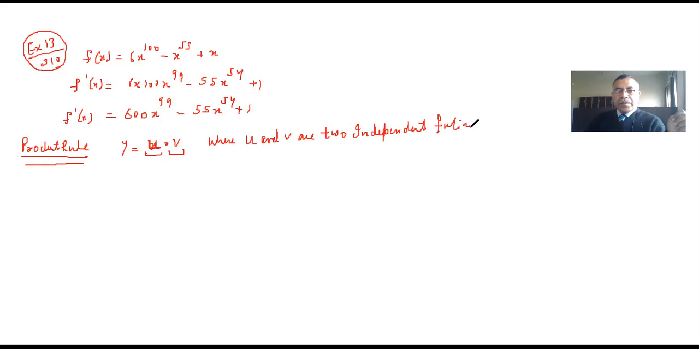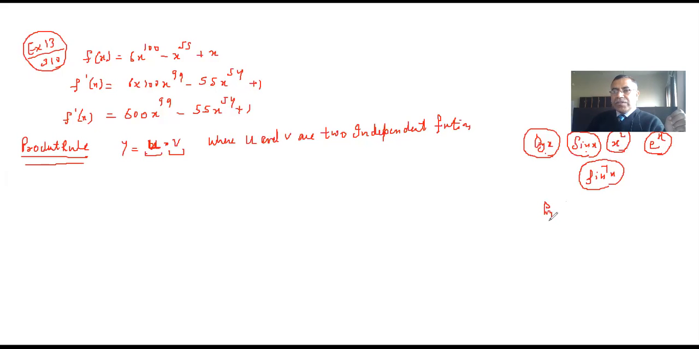For example, log x. This is an independent function. Sin x. This is an independent function, means this is logarithmic function, this is trigonometric function. x raised to power 2, this is algebraic function, e raised to power x, this is exponential function, sine inverse x, this is inverse trigonometric function. So these are the separate independent functions.